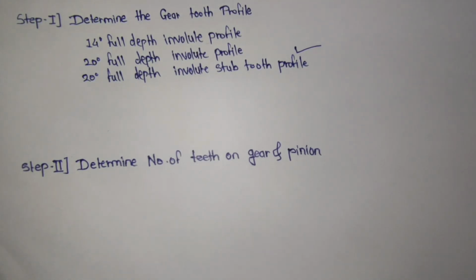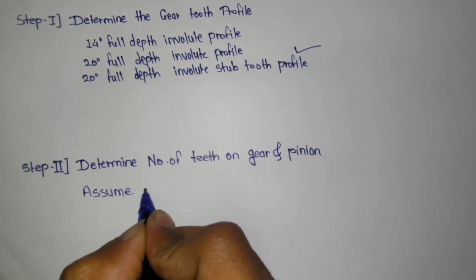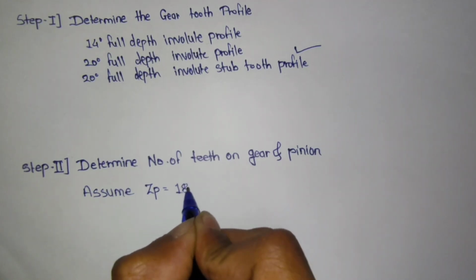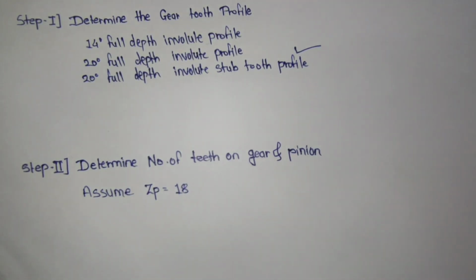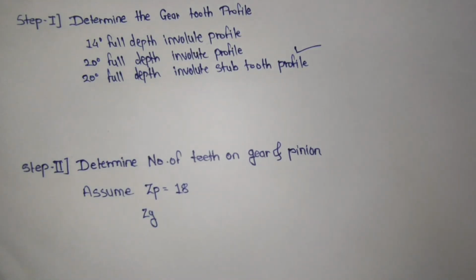In the second step we have to determine the number of teeth on the gear component and the pinion component. If the number of teeth on gear and pinion is given in the numerical, fine, or we have to assume that the pinion has 18 teeth, which is denoted by ZP, the number of teeth on the pinion, and ZG denotes the number of teeth on the gear.